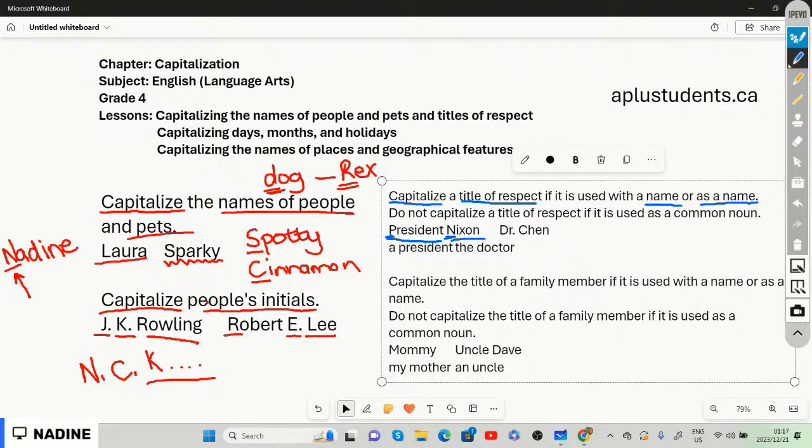The same with Dr. Chen, right? You're going for a checkup, you're going to the doctor, and you're going to see Dr. Chen specifically. Then Dr., it's even abbreviated, but Doctor is capitalized and his name is capitalized. But if you're just going to generalize and say something about a president, the doctor, a doctor, then it is lower case, as we can see.